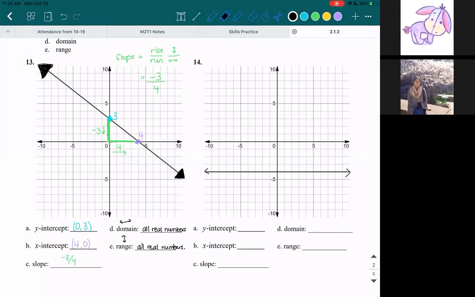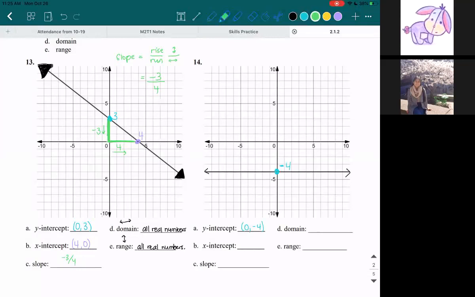For part A, we have the y-intercept. Remember, the y-intercept is where we touch our y-axis, and I see that over here at negative 4. So our y-intercept should be (0, -4). Remember to write your x first, which is 0, and then the y, which is negative 4.